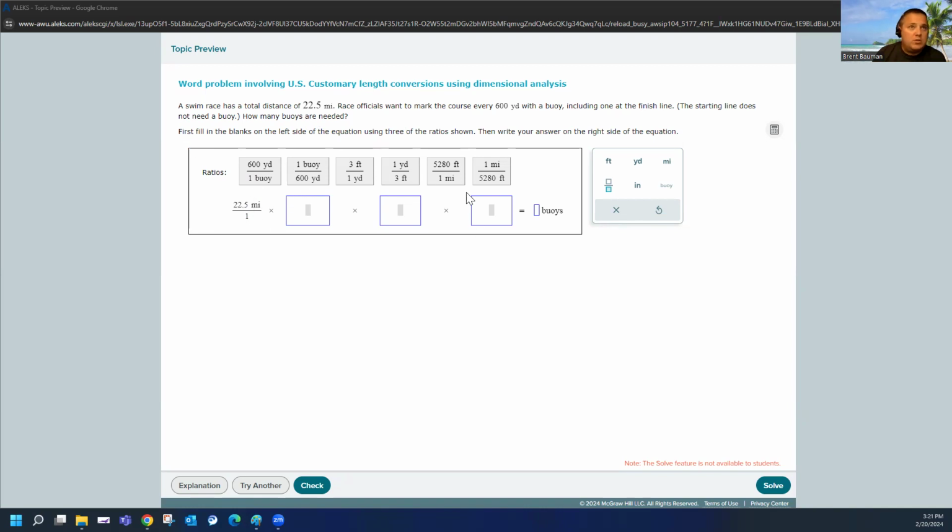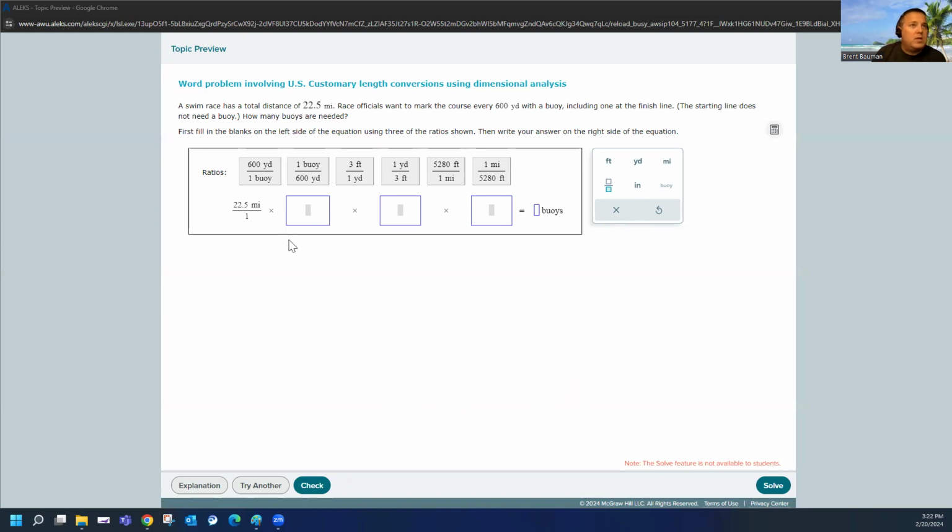Okay, so we're going to use conversions they're already giving us. So they're giving us ones to work with. And then we have a little multiplication at the end to get our answer. We have a little calculator here we can use. You can use Excel, something like that, whatever's easier for you.